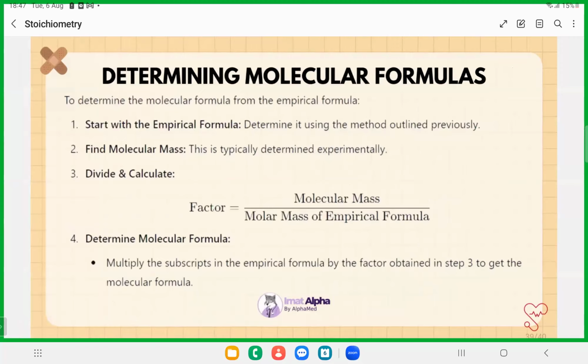To determine the molecular formula from the empirical formula, start with the empirical formula, and then find the molecular mass, and then divide and calculate. You have to divide the molecular mass by the molar mass of the empirical formula. Multiply the subscripts in the empirical formula by the factor obtained in step 3 to get the molecular formula. So you get the molecular formula by multiplying by the factor.